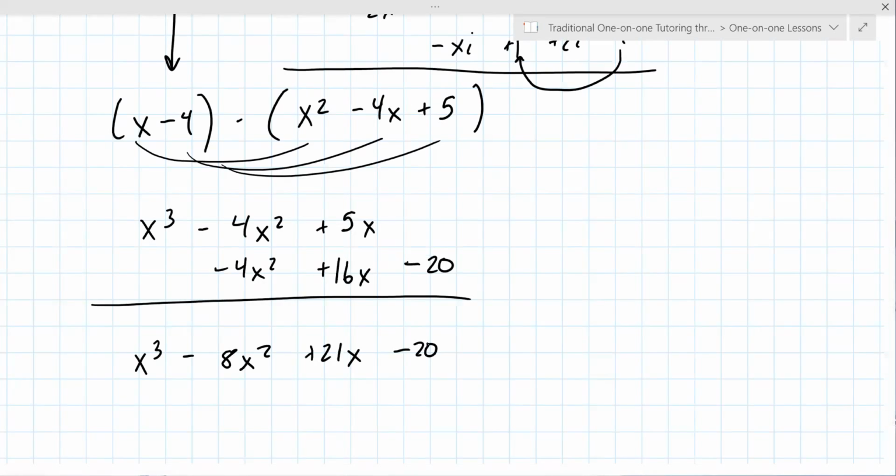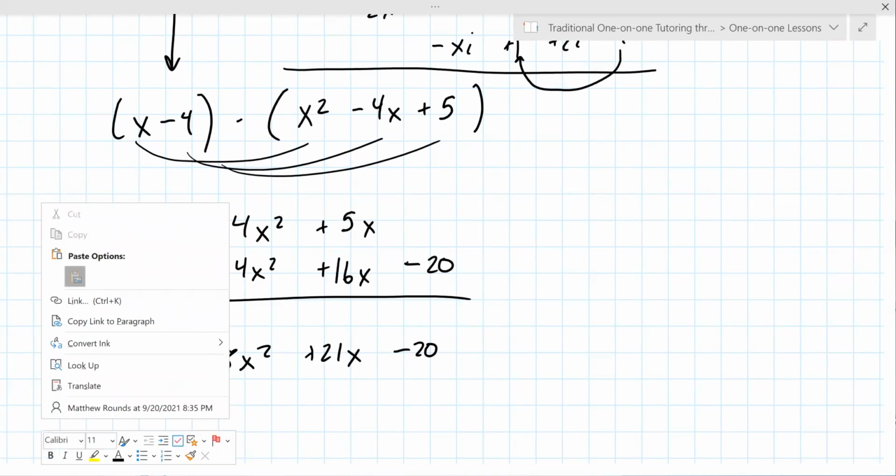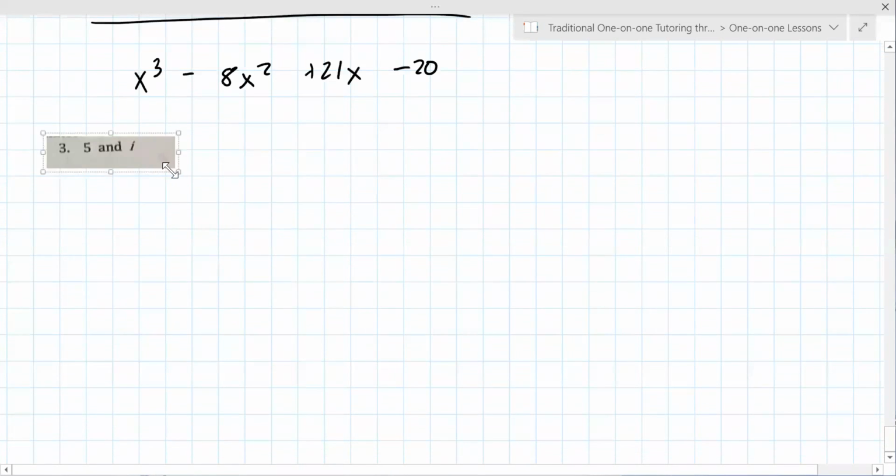Get your answer. Now 3 is actually easier, but I guess in some ways it comes after number 1. So we'll look at that next. A lot of writing on these. A lot of students aren't prepared for that.